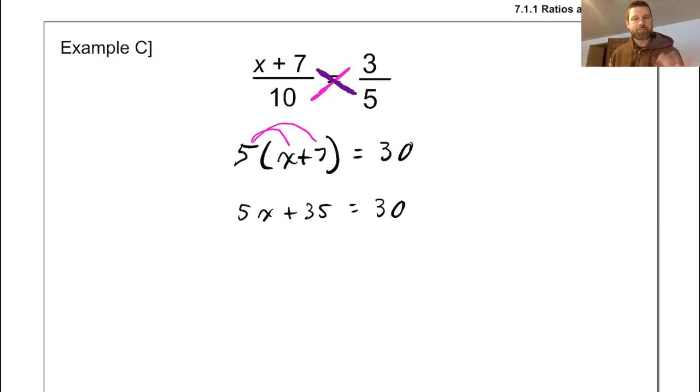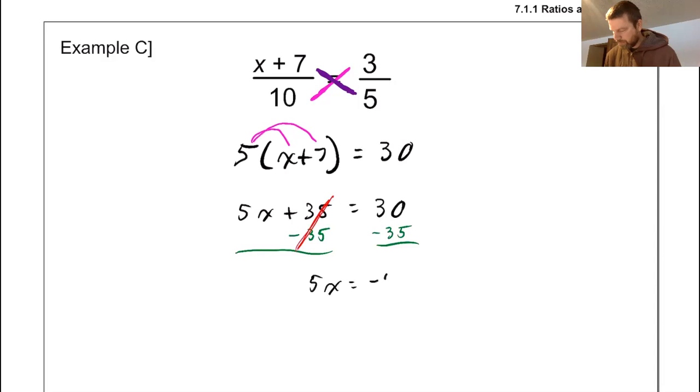And then we're almost done. To get rid of that plus 35, we're going to subtract 35, because subtracting is the opposite of adding. 35 minus 35 is 0, so those are going to go away. I'll get 5x by itself equals -5. And lastly, divide by 5 to get rid of that 5. X would be -1.